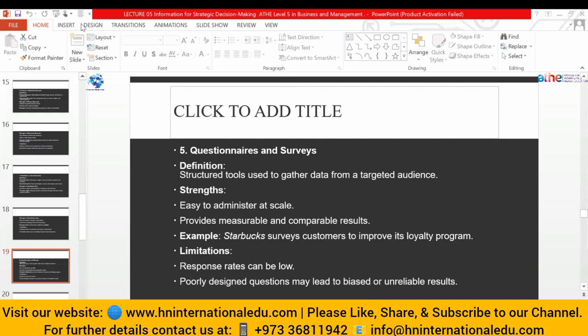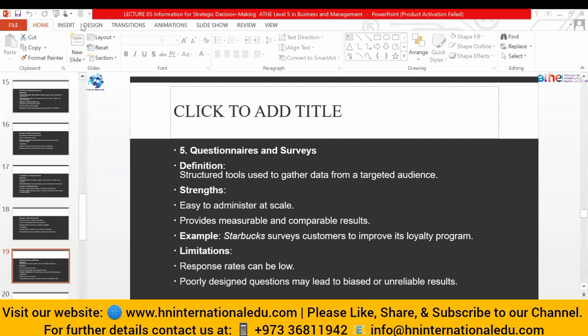Strength: easy to administer at scale. That is, from scale 0 to 10, what will be the rating? From very good, average, agree, disagree. We fill in questionnaires like this most of the time. Thus, this is what administering at scale is. And that's the CSR score too. It provides measurable and comparable results. Why? Because it's quantified data.